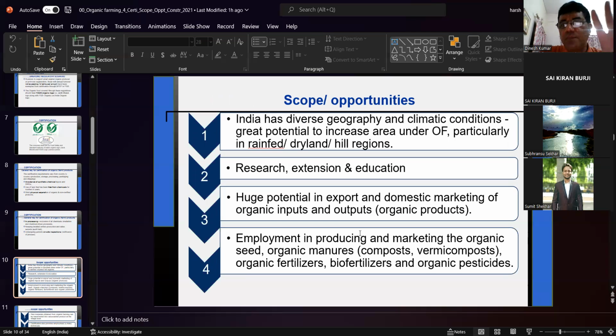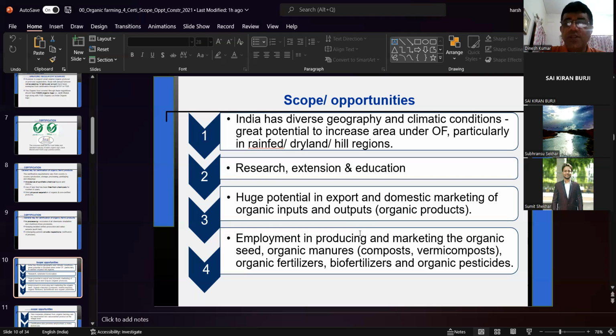Now we see what are the opportunity and scope of organic farming in the country. India has a diverse geography and climatic conditions. Because of this diversity, we can produce a variety of food and satisfy all kinds of consumers. A lot of scope is there in research, teaching and extension. Now it is increasing. We are going to have degrees and diplomas in organic farming, and some employment generation will be there in the organic farming field. Huge potential for export and domestic market.